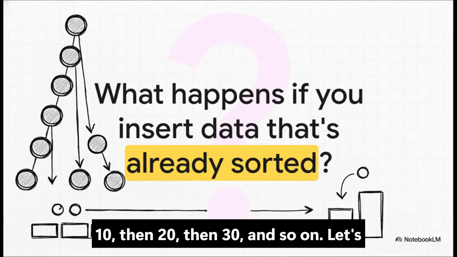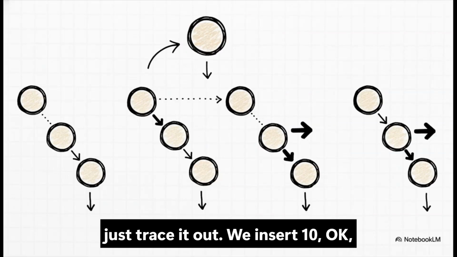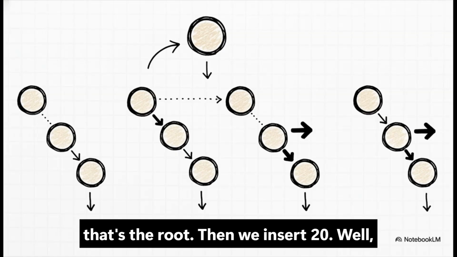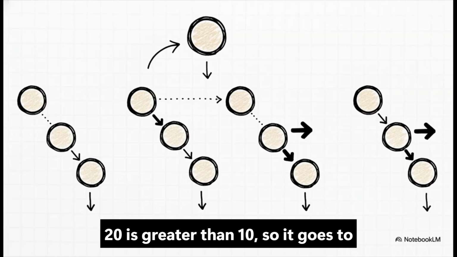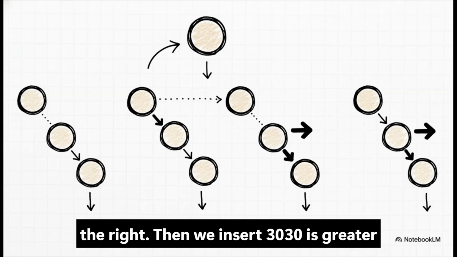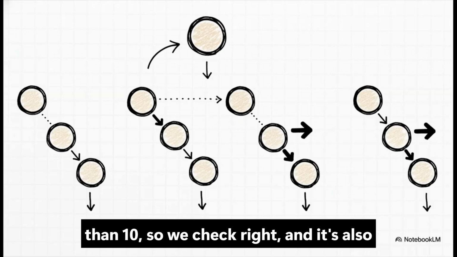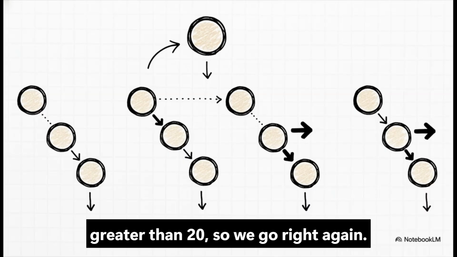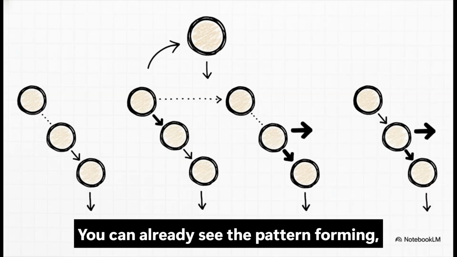Let's say we insert 10, then 20, then 30, and so on. Let's just trace it out. We insert 10. Okay, that's the root. Then we insert 20. Well, 20 is greater than 10, so it goes to the right. Then we insert 30. 30 is greater than 10, so we check right, and it's also greater than 20, so we go right again. You can already see the pattern forming, can't you?